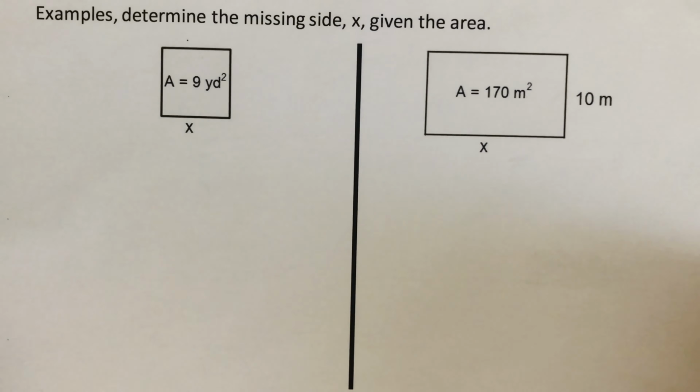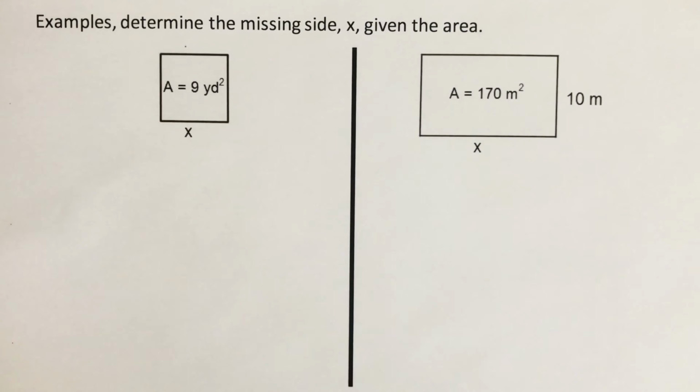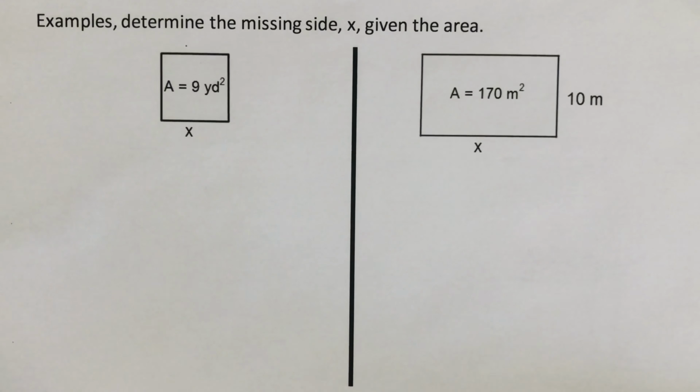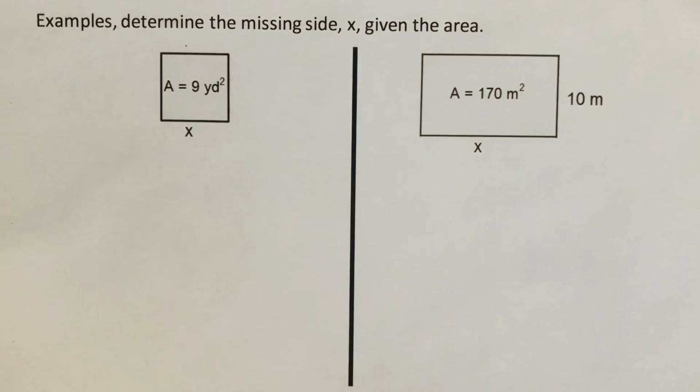At this time, I would encourage you to pause this video and try this problem out on your own. We are supposed to be solving for X, and when you're done, unpause it and check your answer. Okay, so we go over the problem here. Pretty much in these two problems, we're doing it backwards. We are given the area and we're supposed to find X.